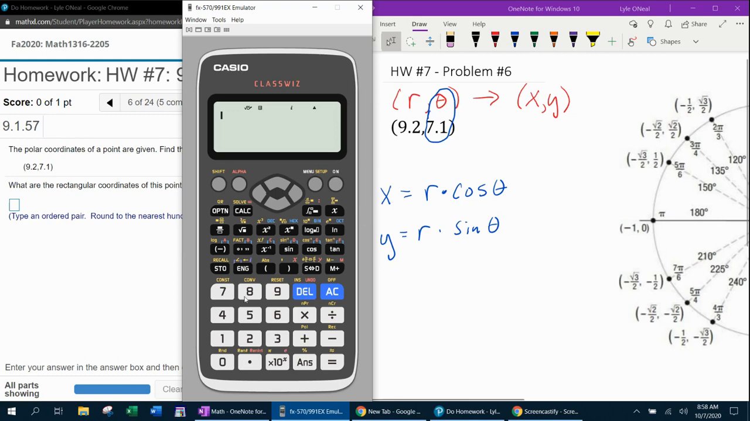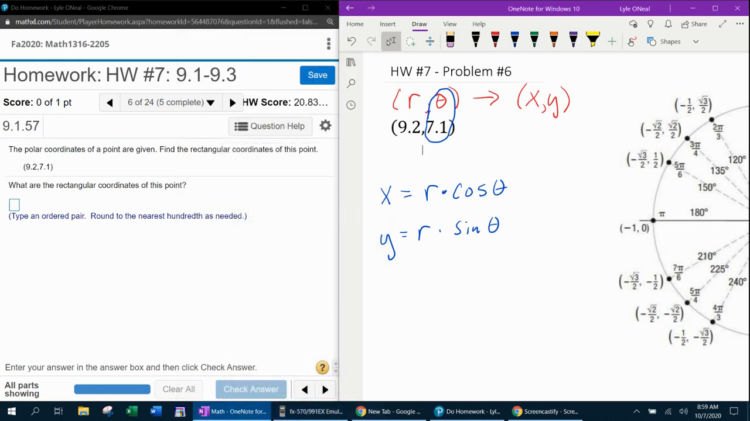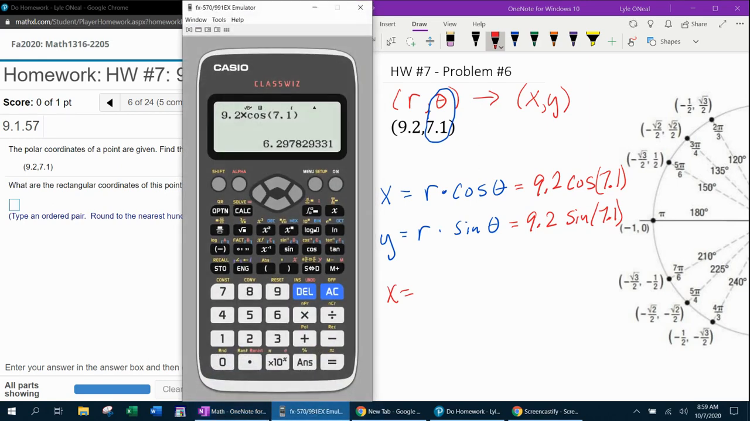Now, to find the x coordinate, that's going to be the radius, which is 9.2, times the cosine of 7.1 in radian mode, and it says round to the nearest hundredth. That's 2 decimal places. And so if I show my work here, which I need to do, the radius, that's going to be 9.2 cosine of 7.1. And then for y, it's going to be 9.2 sine of 7.1.